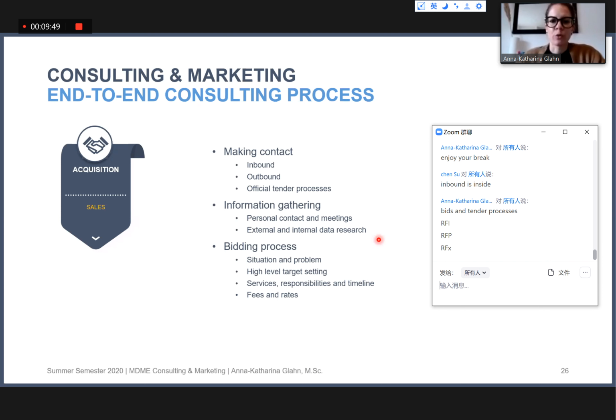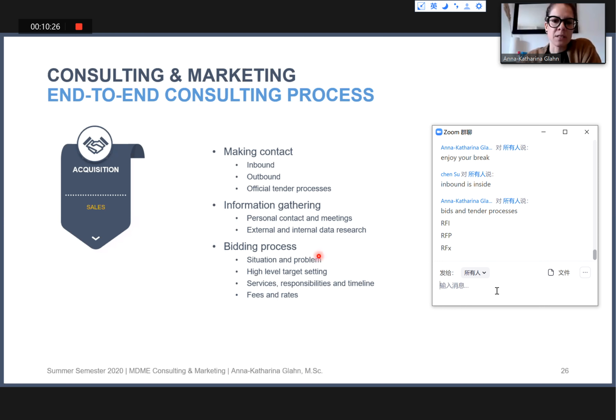Okay. So information gathering can happen by personal contact, by phone call, by meetings. You can talk to your clients or also reference persons and so on. And of course, you can do some external and maybe also already internal data research. Sometimes in an official tender process, you will receive already some data given by the client, so you can optimize and individualize your offer.